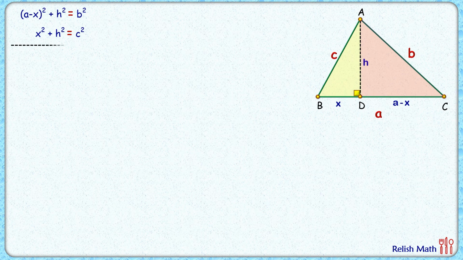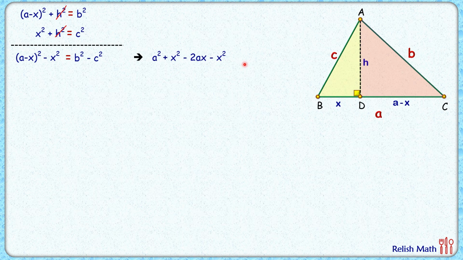So subtracting these two equations, we get x square cancelled on both. x square is getting cancelled down. LHS will be (a minus x) square minus x square. RHS will be b square minus c square. Now the LHS, applying the (a minus b) whole square identity, we will get terms in this form, and RHS is b square minus c square. Now here plus x square and negative x square are getting cancelled down.